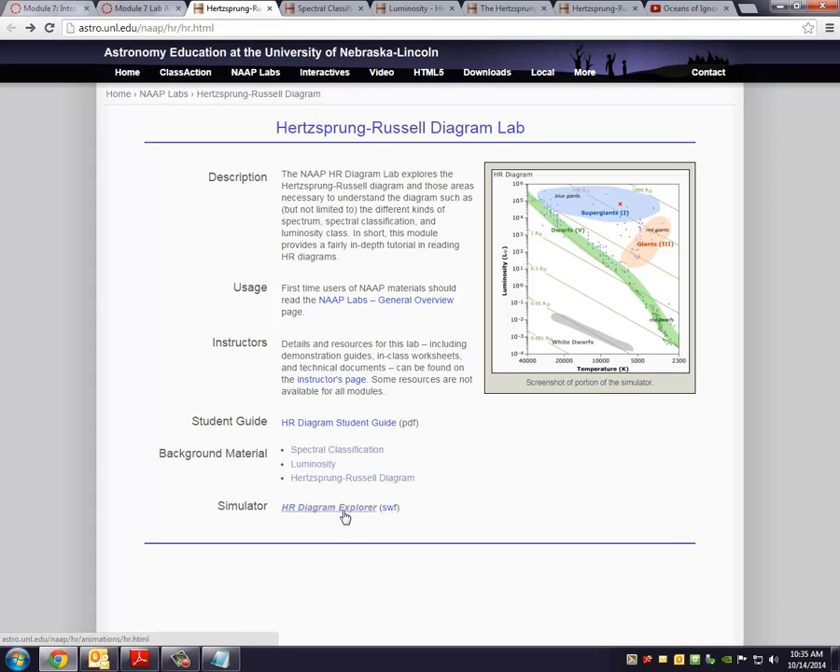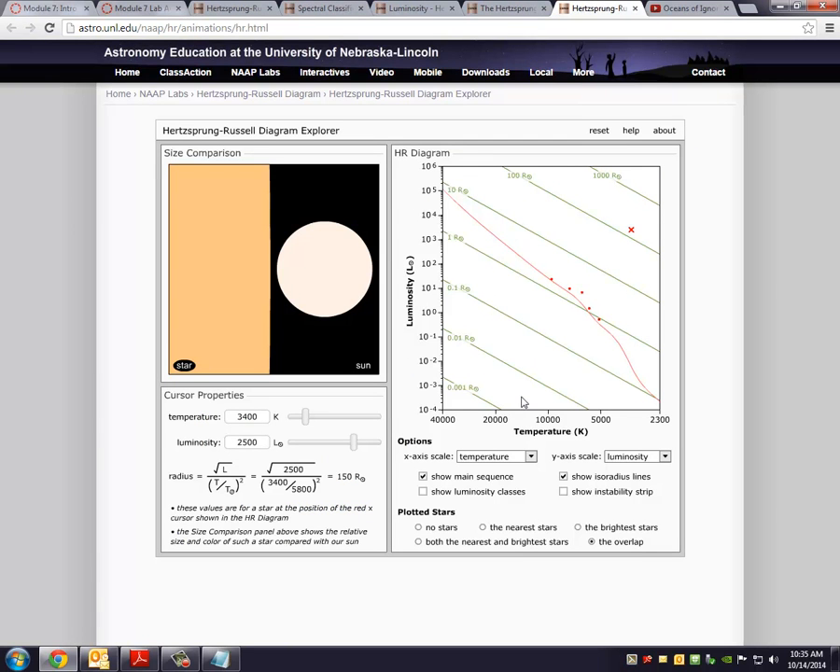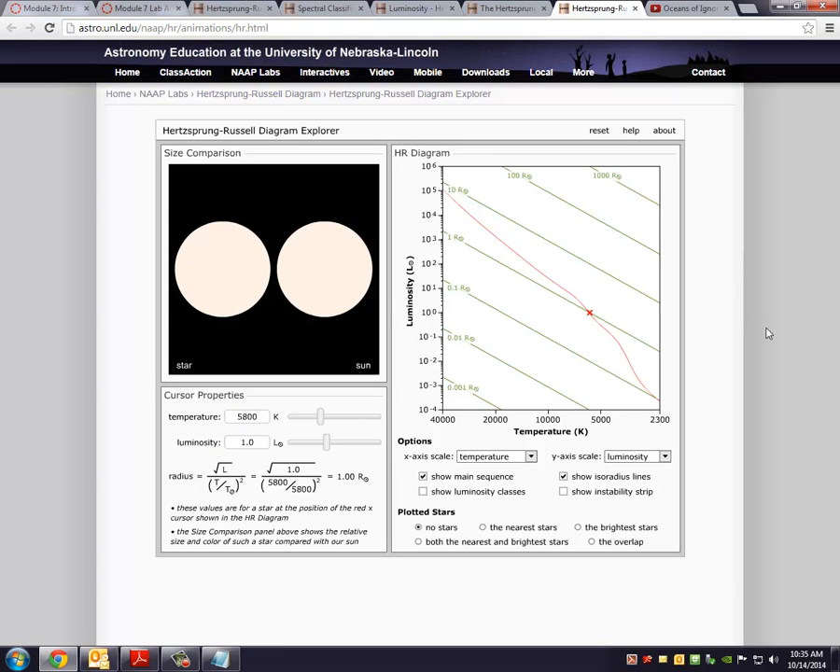But now we're going to focus on the actual HR Diagram Explorer. When you click on that, you wind up with this simulation. And in fact, I'm going to refresh mine to get it back to its original look. When you bring it up, notice that you have the HR diagram, which we're going to actually learn about through the process of using the simulator. But you're also going to notice that you've got a couple of stars here. You've got a star that you're going to play around with, and then you're going to always have the sun over here as a way of comparison.